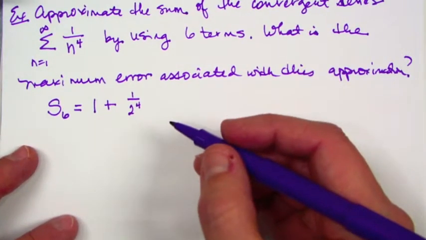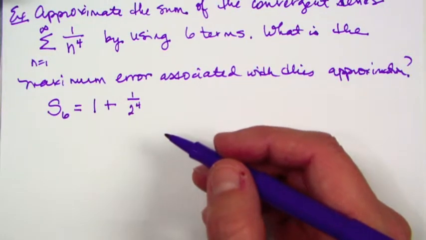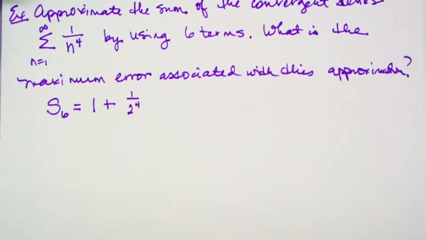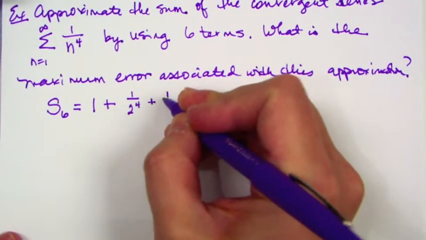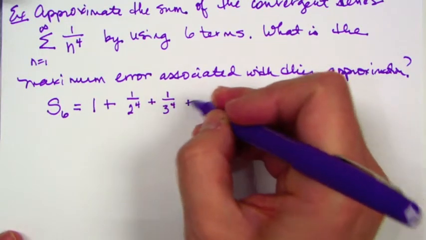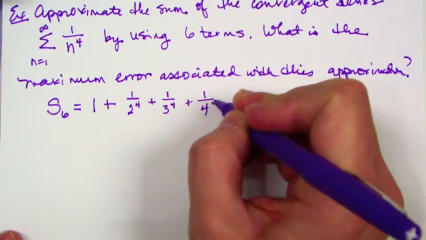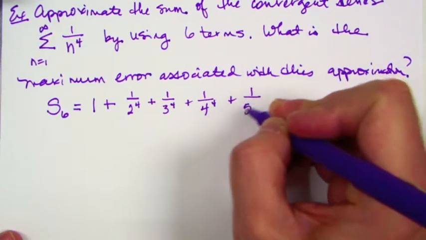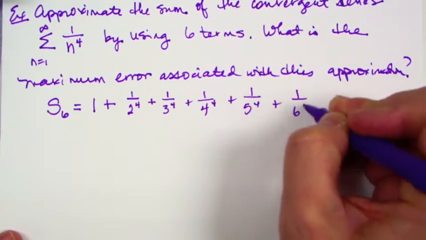Yes? Why do you add them? Because I want the sixth partial sum. Remember, in a series, that's what we're doing, adding together, right? So then the next one would be 1 over 3 to the fourth, 1 over 4 to the fourth, 1 over 5 to the fourth, plus 1 over 6 to the fourth.